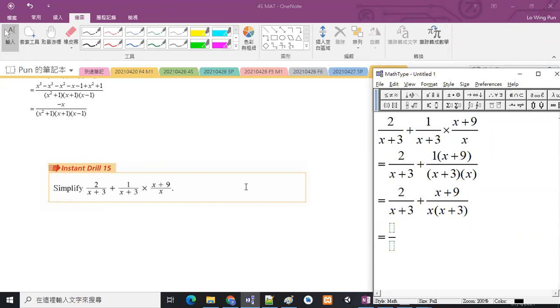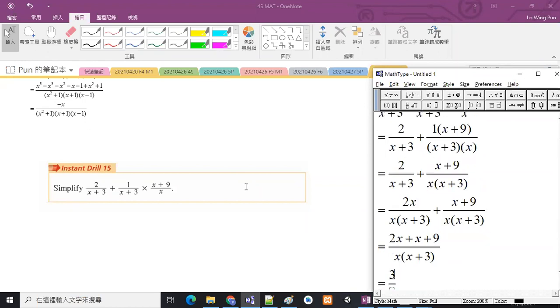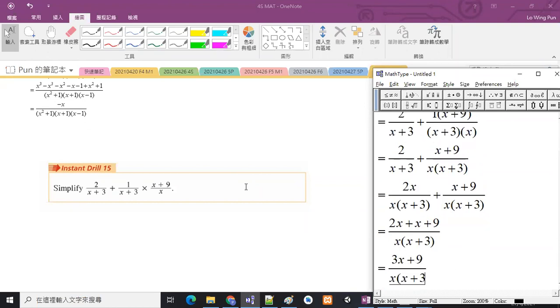Okay, so for the first fraction, the x plus 3 should be multiplied by an x. Okay, and then the 2 should be multiplied by the same x. And then plus the second fraction is no change here, x times x plus 3. Okay, and then we just add the two fractions, add the two numerators together. And it becomes 3x plus 9 over x times x plus 3.